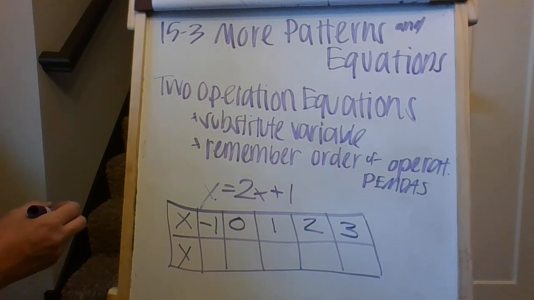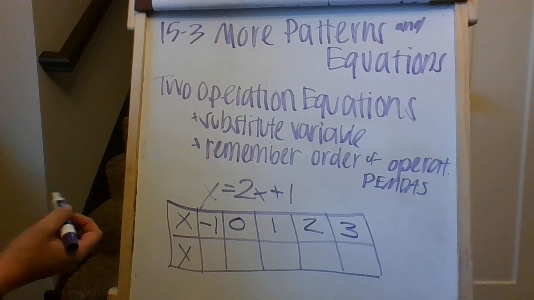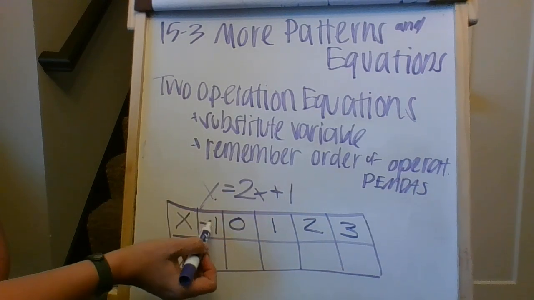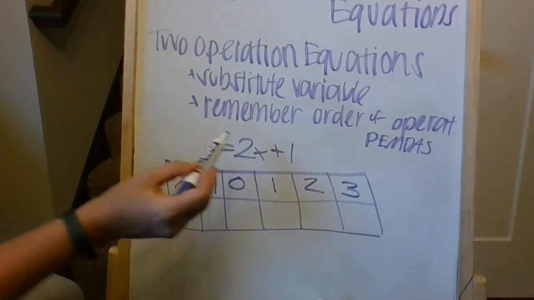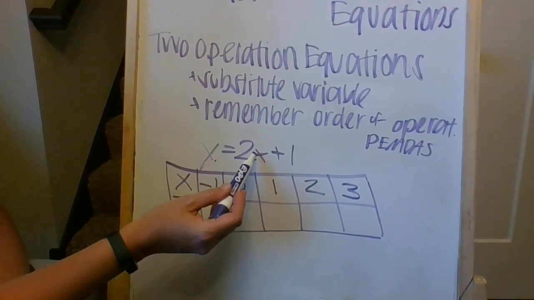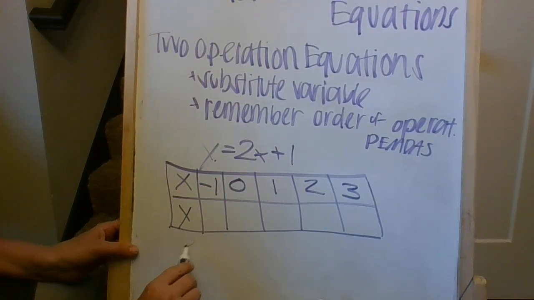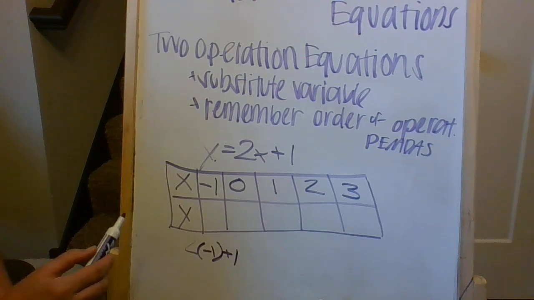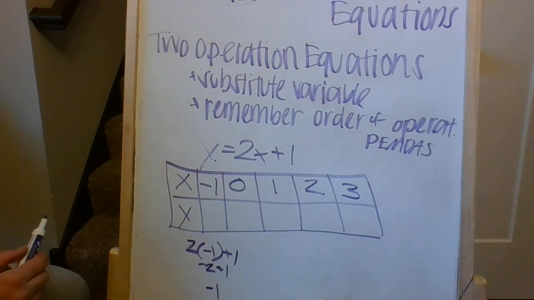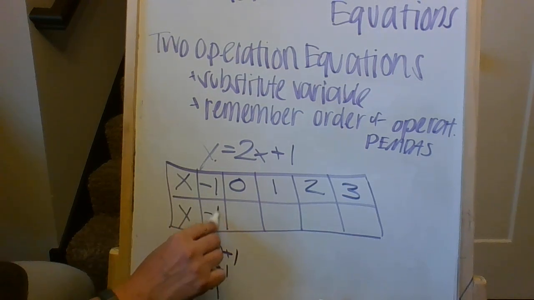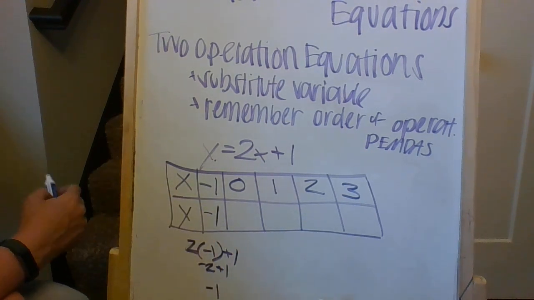So for these problems, we're going to be substituting those numbers in. So if we're taking a look at x being -1, we are going to be doing our 2 times -1, because we need to be doing that order of operations first. So 2 times -1 is -2 plus our 1, which is going to give us -1. So here our answer is -1.